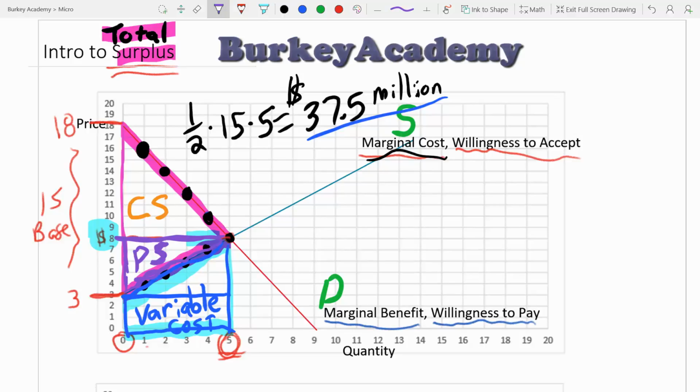Now if we just want to calculate this surplus, the producer surplus is going to be this triangle down here in this particular case. So the producer surplus would be 1/2 times the base. We can think about the base as being the 5 there. And the height is going to be from 8 down to 3. So that's also 5. So the producer surplus here would be 1/2 times 25, which would be 12.5, or if it's millions of dollars, $12.5 million going to the producer.